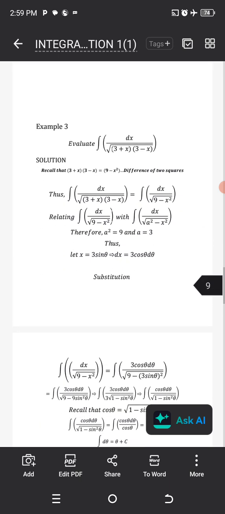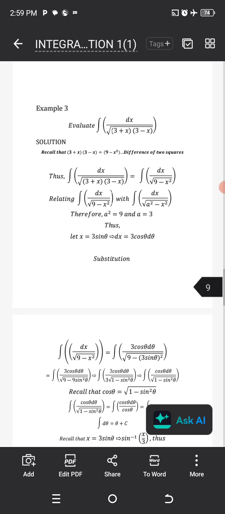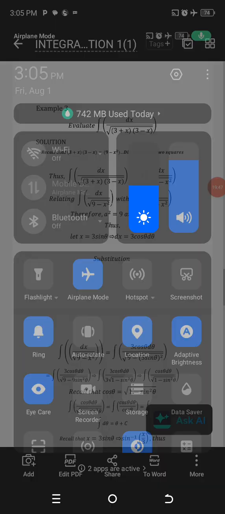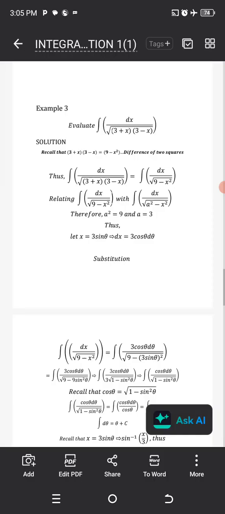So we move to another format. Yeah, that is example 3. We state: evaluate the integral of a quotient function, which is dx over the square root of (3 plus x) times (3 minus x).